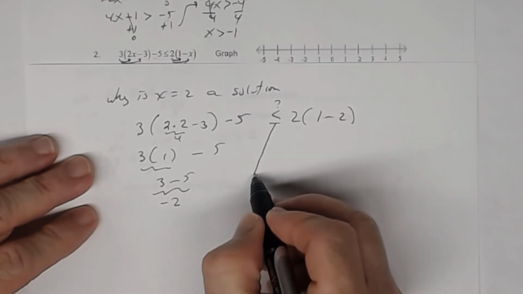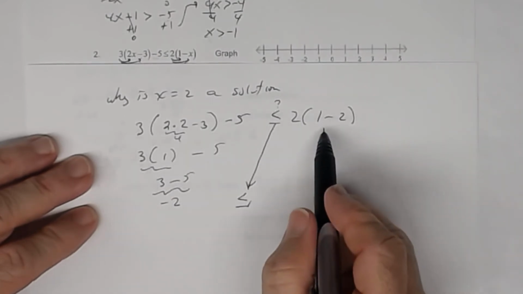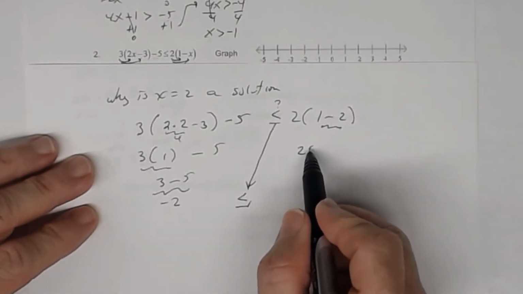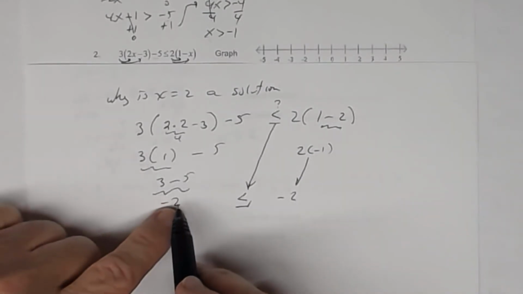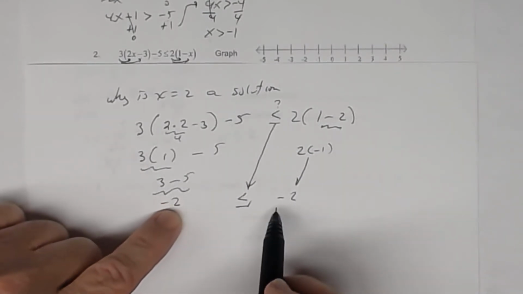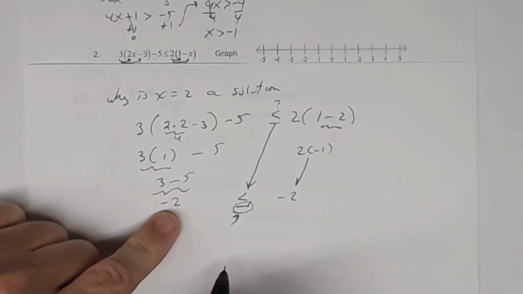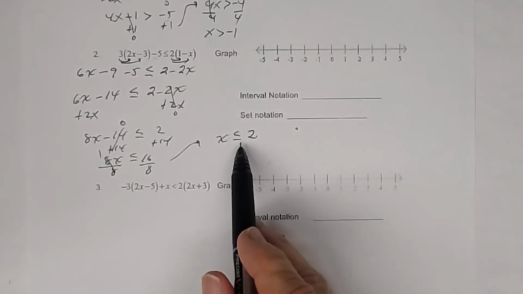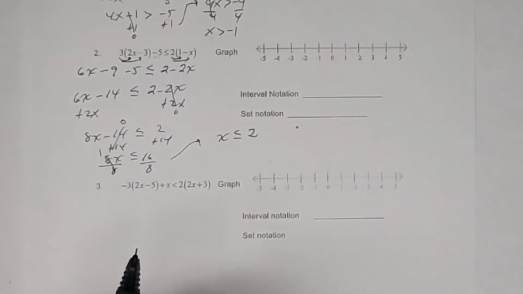And then I want to see, is negative 2 less than or equal to, what's 1 minus 2? 1 minus 2 is a negative 1. 2 times a negative 1 is a what? Negative 2. So is negative 2 less than or equal to negative 2? It is. It's actually equal to it. See that equal sign? So that's why negative 2 has an equal sign, because it's a solution to the equation.